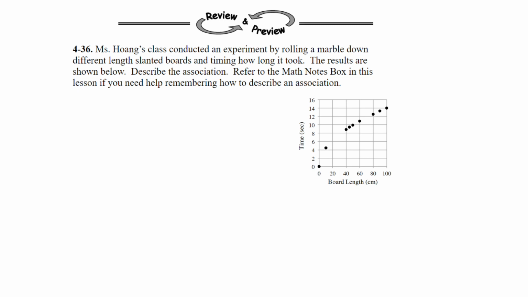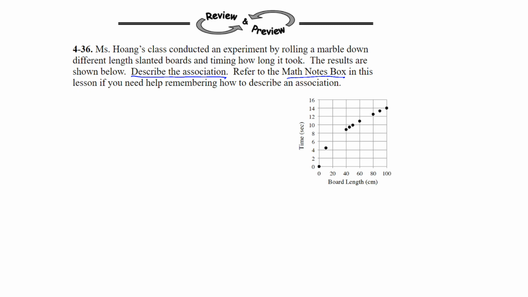Miss Hong's class conducted an experiment by rolling a marble down different length slanted boards and timing how long it took. The results are shown below. Describe the association. That's the part that's in the math notes box in this lesson, so go back and take a look at that. We're going to describe what is going on here in terms of the data points.